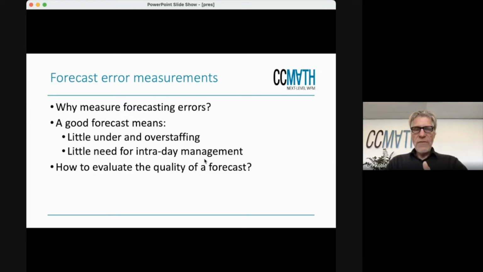But how to evaluate the quality of your forecast? As a forecaster, you want to be able to report on the forecasting errors, and how to do that in the best way, how to measure it. Well, WAPE is one way to do that, and I hope that by the end of this webinar, you will be convinced that WAPE is the right error measurement.